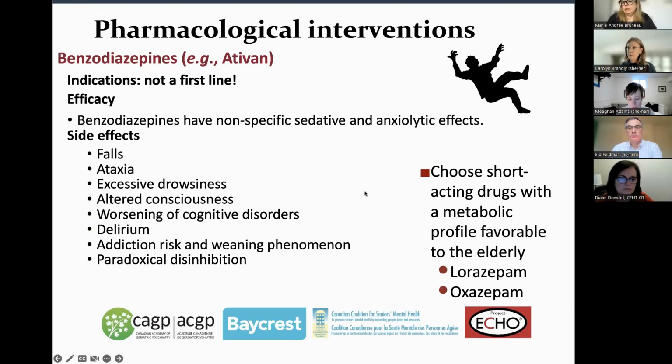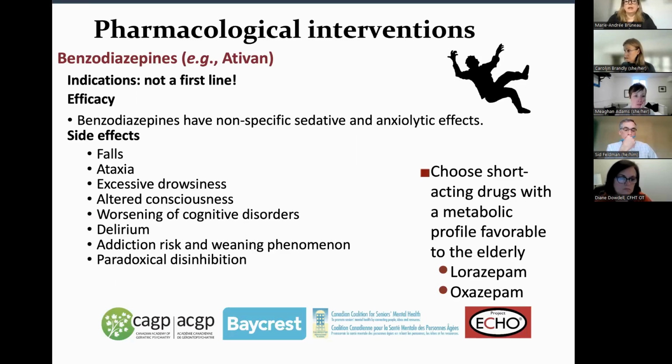Benzodiazepines are not a first-line treatment of any BPSD. They just have non-specific sedative and anxiolytic effects, and they are associated with the risk of falls, drowsiness, altered consciousness, even delirium, and worsening of cognitive disorder. They could have an addiction risk if given regularly, with a weaning phenomenon. And some patients could also show paradoxical disinhibition.